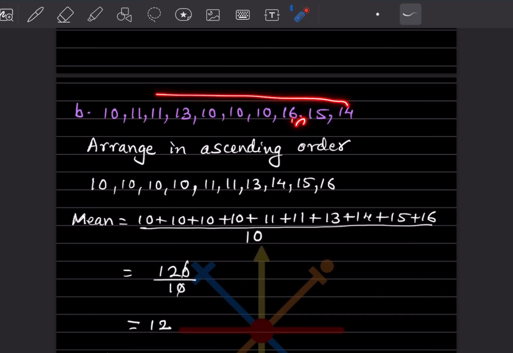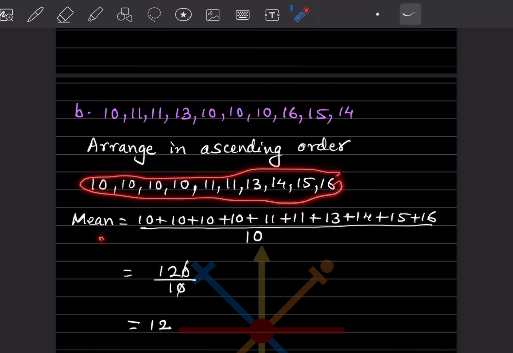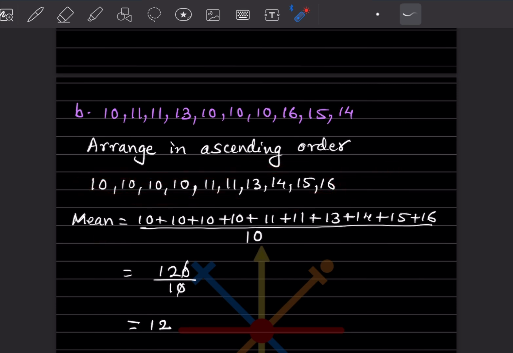Now this again you have to arrange in ascending order. This is arranged in ascending order. Mean is you have to add all this. So this is added. So 1, 2, 3, 4, 5, 6, 7, 8, 9, 10. So this is divided by 10. So 120 divided by 10. So this is going to be 12.